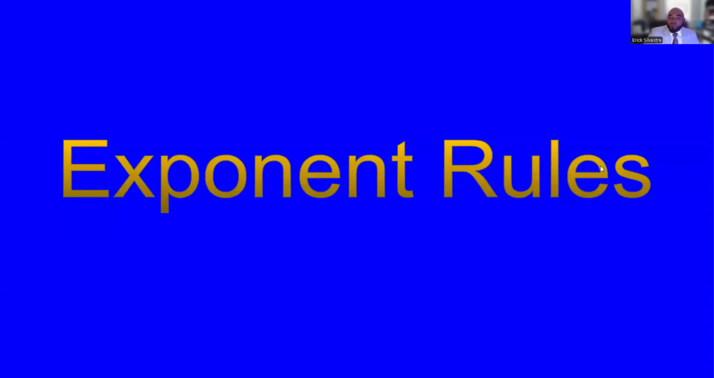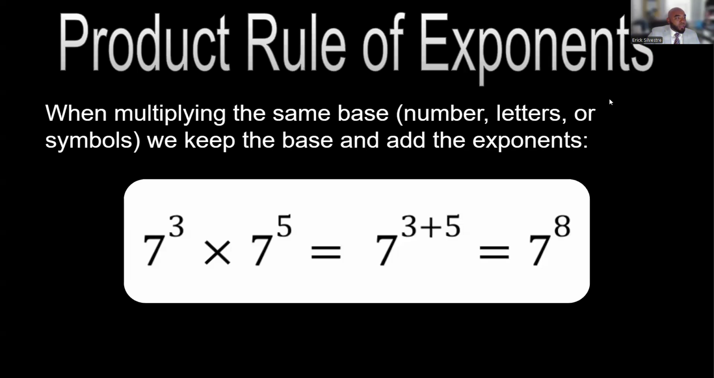Now, there are a few exponent rules that we are going to follow. Today, we are going to focus on a few, not all of them. So this video is going to be part 1 of understanding exponents. The first one is the product rule of exponents. Basically what it says is when multiplying the same base, that base could be a number, a letter, or a symbol, we keep the base and add the exponents. Let me say that again. When multiplying the same base, we keep the base and add the exponents. That is the product rule of exponents.